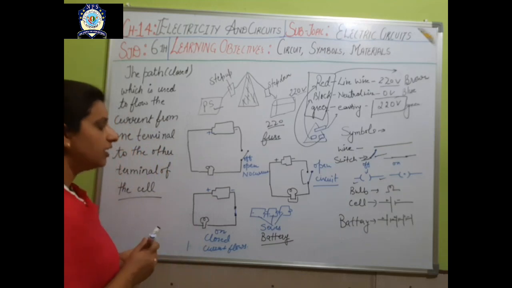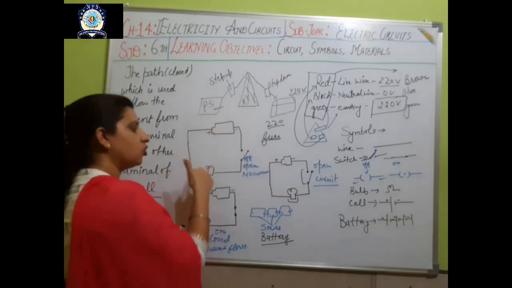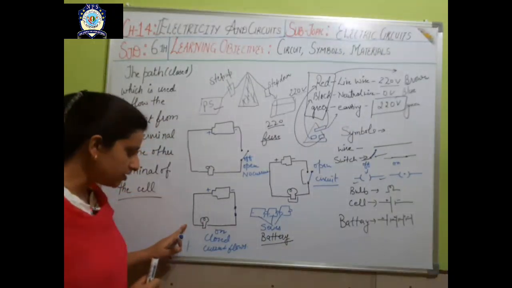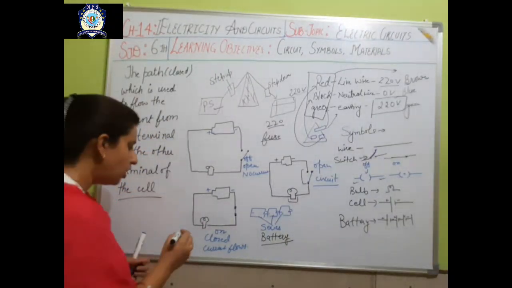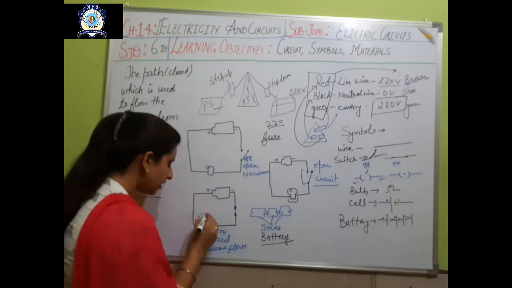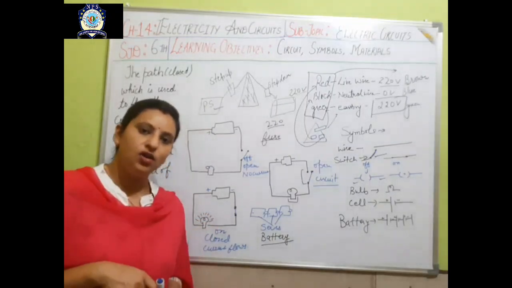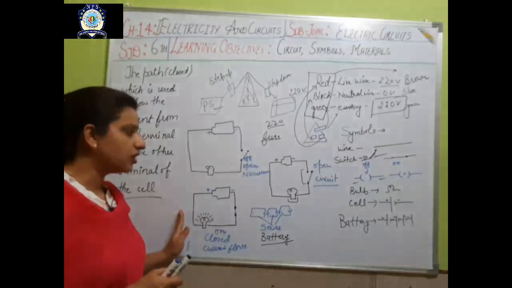So what we have learned is that if the circuit is open, no current will flow, and if the circuit is closed, then the current will flow. And how can we know that the current flows in the circuit? By the glowing of the bulb. So this is about the two types of circuits.